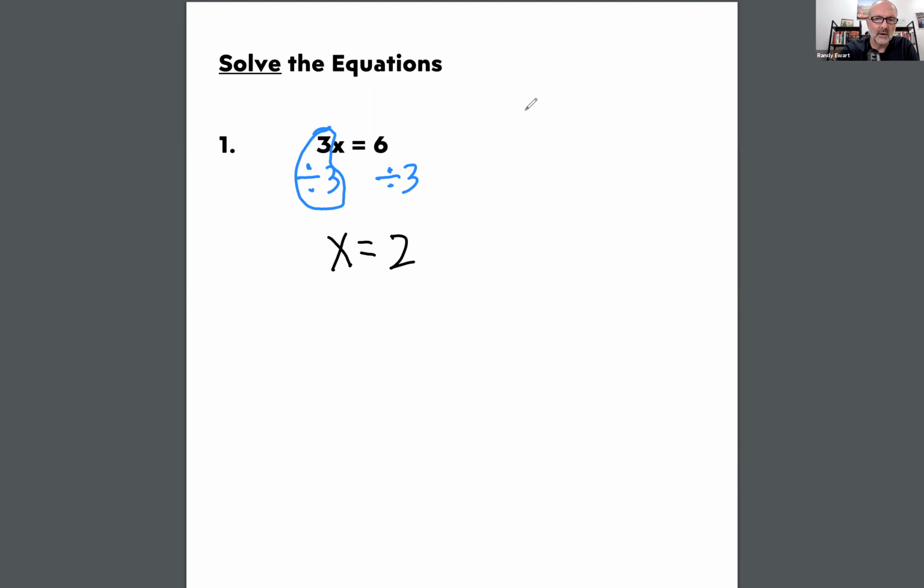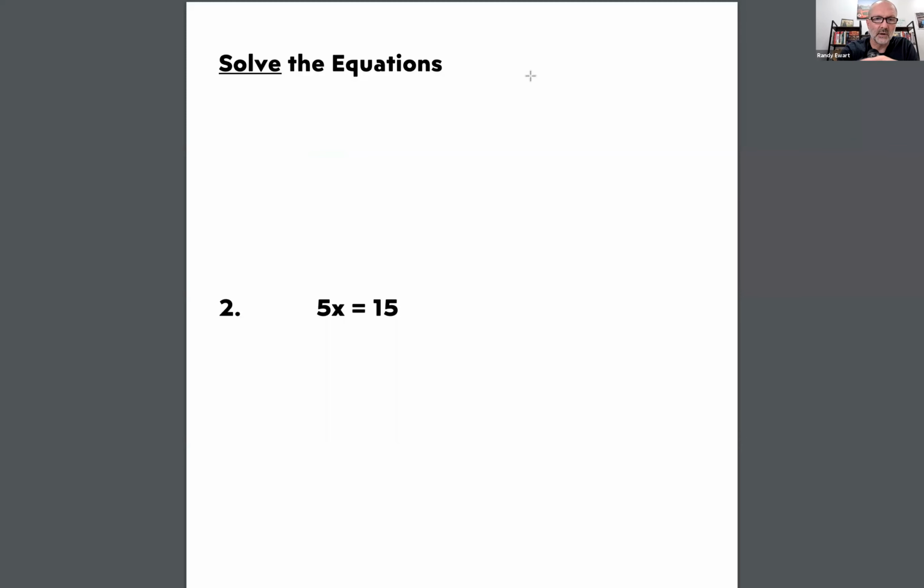Let's look at another example. And I'm going to hide this other stuff here so we don't get confused. 5 times x is 15. It's times, so we're going to divide by the number we're trying to get rid of because we want the x by itself. 5 divided by 5 cancels. And then if you divide the other side by 5, you get 3, x equals 3.